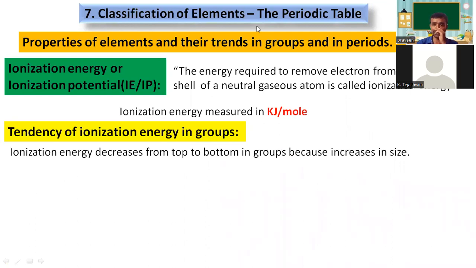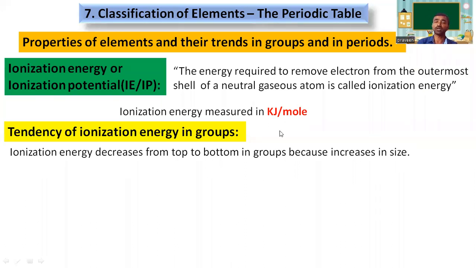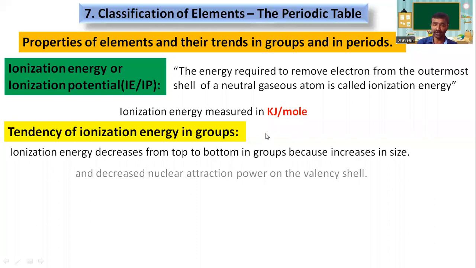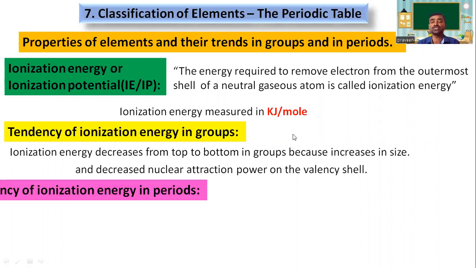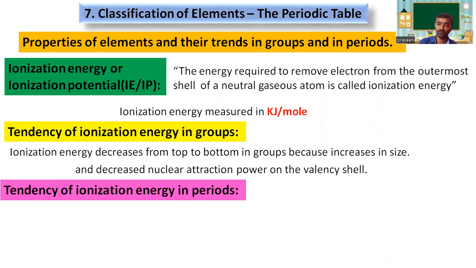Why does the ionization energy decrease with an increase in atomic size? Within the group, the atomic size increases, so the ionization energy decreases. Here, due to the decrease in the nuclear attraction power, that you also need to mention in your answer. Right? Then the tendency of ionization energy within the period.